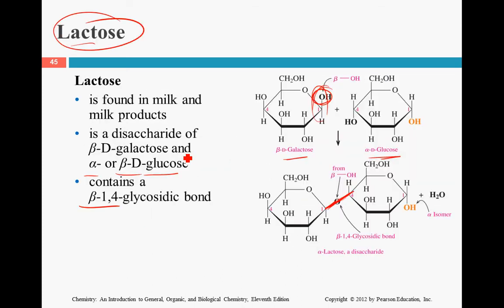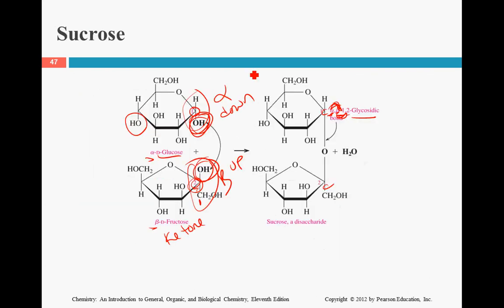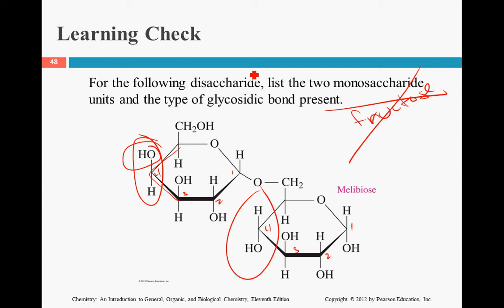Here's galactose where the fourth carbon is pointing up. So when we go back here, the fourth carbon is pointing up, so this one's galactose. This one then is glucose.